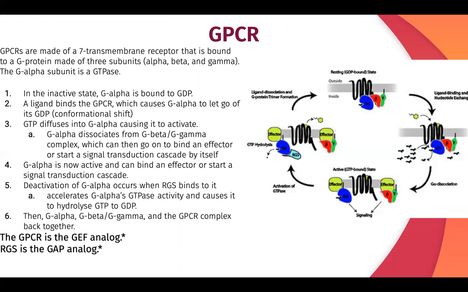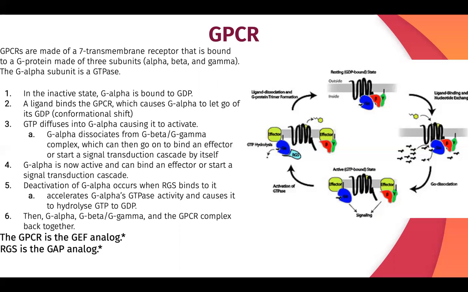So G beta and G gamma are always in complex together. They do not become separated. And so that complex can then go bind an effector. Both complexes can go bind effectors and start a cascade. So G alpha is now active. It can bind its own effector. So they both bind effectors and start cascades. I put that in 2 bullets, that's weird. And then they're doing that, but obviously we don't want this to stay on forever.